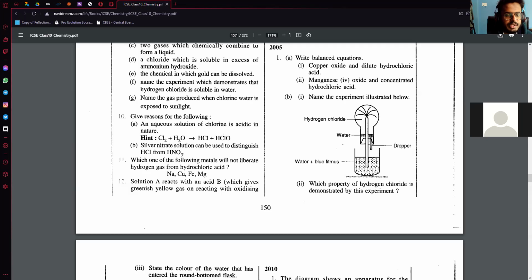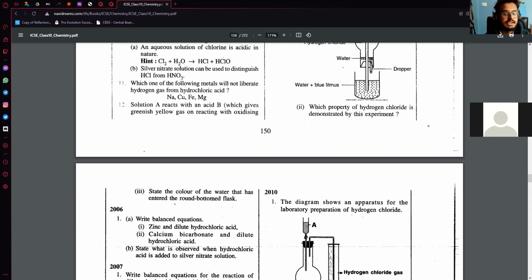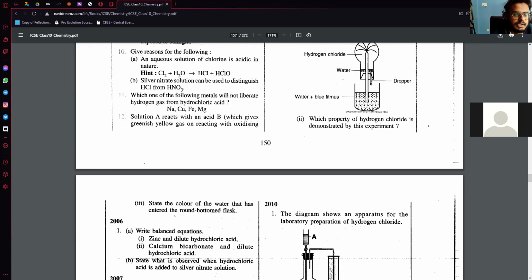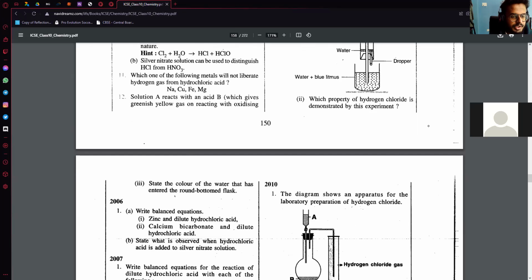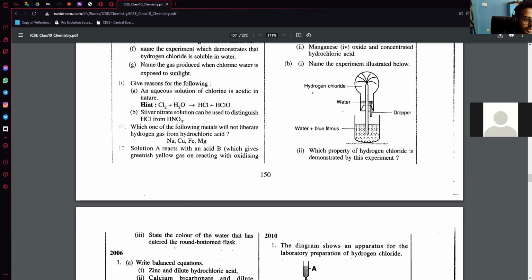You need to know. Name the experiment illustrated below. It's very simple. It is the red fountain experiment. Which property of hydrogen chloride is demonstrated by this experiment? There are two properties. First, HCl is soluble in water. Second, HCl is a very strong acid. State the color of water that has entered the round bottom flask. What will be the color? Can anyone type it to me? What color of water is entering the round bottom flask? So that is the question.